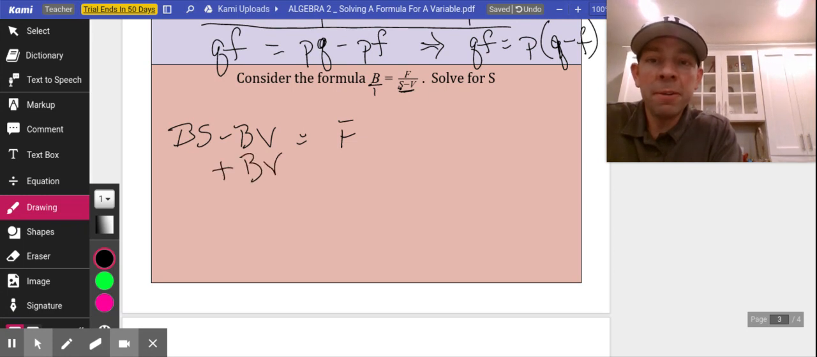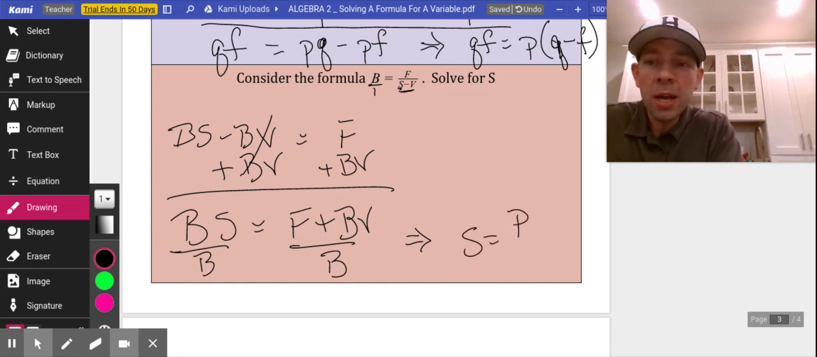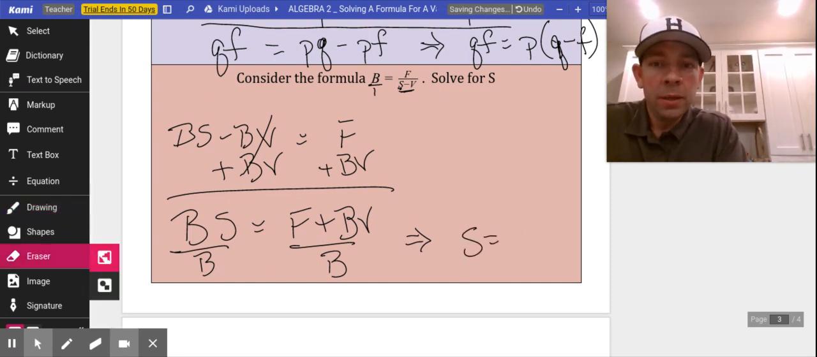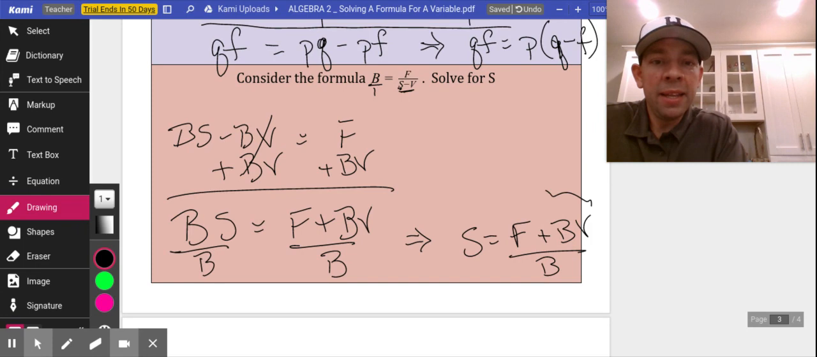We're going to add that BV over, leaving us with BS equals F plus BV. You could have written BV plus F if you wanted to. And then just divide by B. So when we're all done, we're getting S equals F plus BV all divided by B, and that is my final answer.